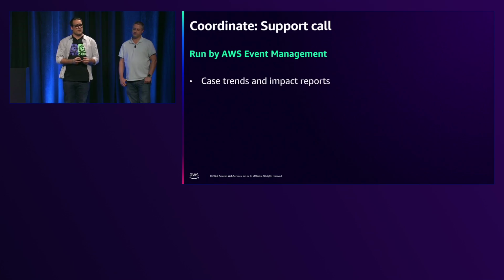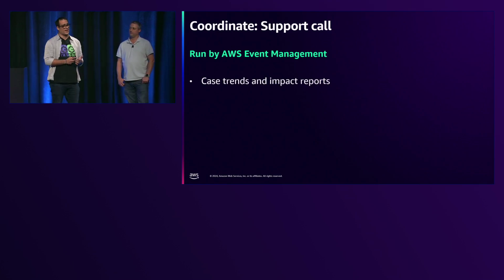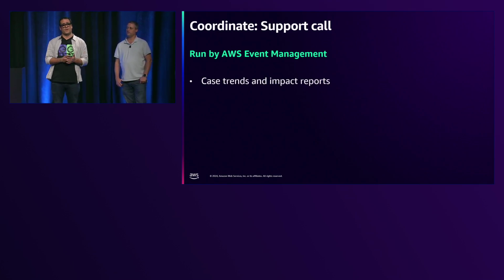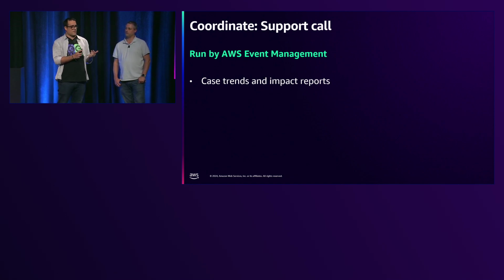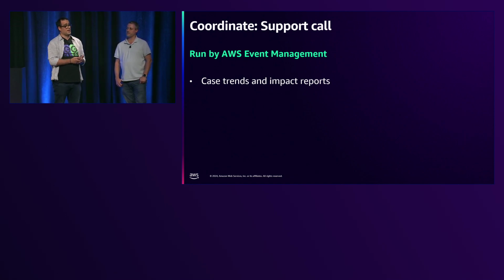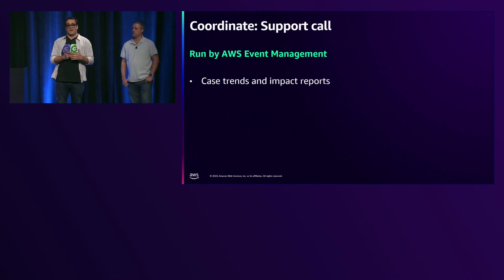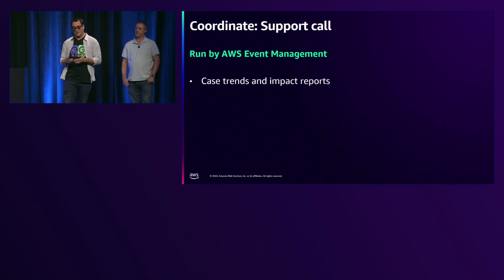The primary thing we do in this call is we keep an eye on case trends. Case trends is a really simple metric. We count how many cases come in by service, and just to make sure that the tech call is looking at the right things. And we read impact reports from customers, once again, as a way to close the loop and validate that what we are investigating internally is exactly what customers are looking at as well.